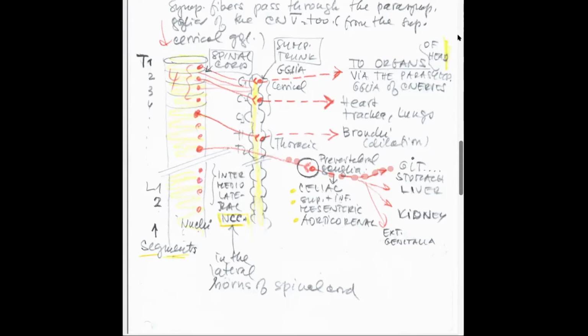And these postganglionic second neurons run to the systems, gastrointestinal, stomach, liver, duodenum, etc., to the urogenital system. Here we have kidney, and also to the external genitalia. So to all the systems of the abdominal cavity.